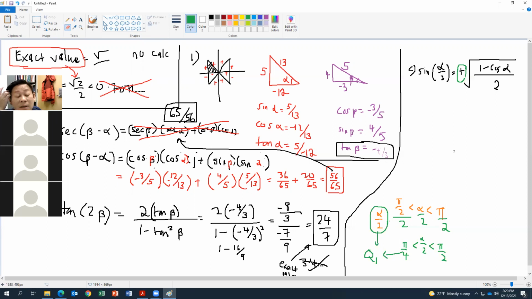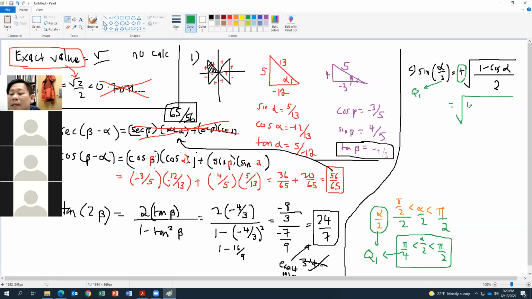So when you look at the formulas, although they have a plus minus, which one you pick depends on where alpha over 2 lies. Okay, this is very important. So this will be one. This is positive because it is in quadrant 1. So in quadrant 1, everything is positive.